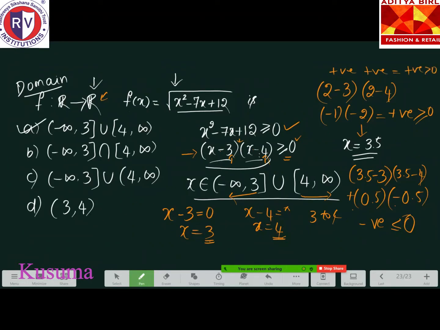So only the numbers between 3 and 4 will not hold good for this condition, and therefore the interval where x belongs will be minus infinity to 3 union 4 to infinity, because the values less than 3 along with 3, and the values greater than 4 including 4, will give us a non-negative value here. Therefore the interval where x belongs is minus infinity to 3 and 4 to infinity. Is it clear?